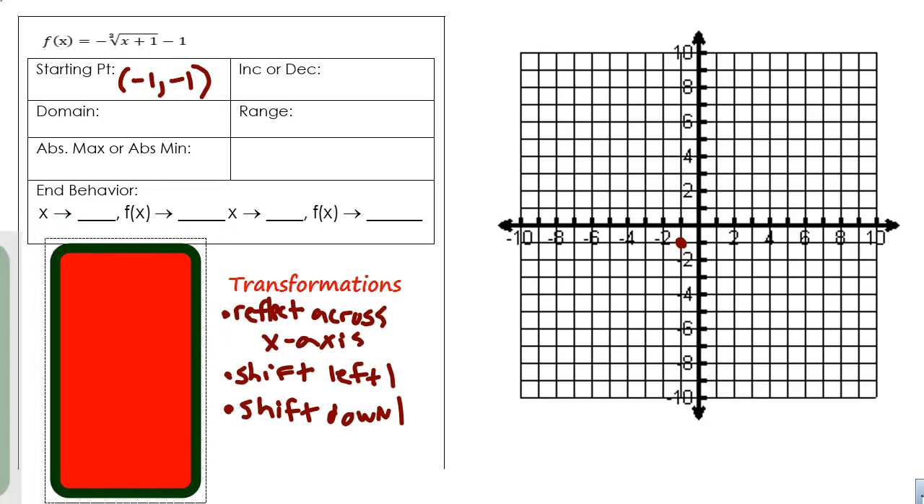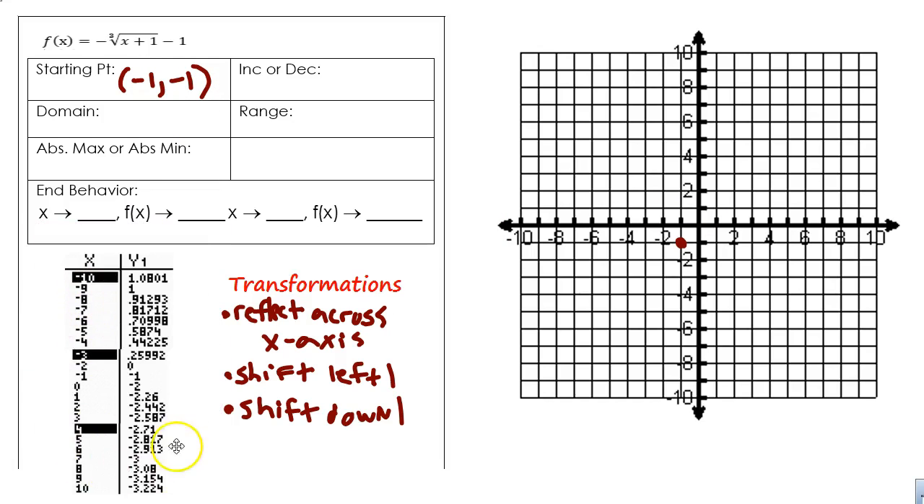Well, let's see, I've got my calculator output here for a whole bunch of points that we can use. And I'm looking for those easy ones to plot first. (-2, 0), (-1, -1). That's where I predicted it would be. (0, -2), and (7, -3). Those are the ones that are easy to plot.